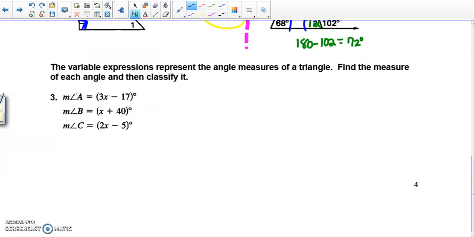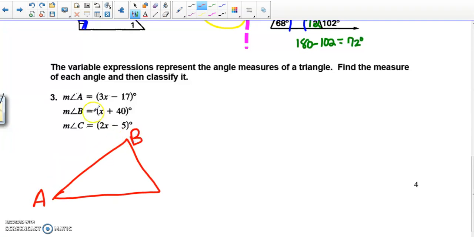Now what about this? The variable expressions represent the angle measures of a triangle. Find the measure of each angle and then classify it. So what we have here is a bunch of numbers. What we don't have is a picture. So I'm just going to draw a nice generic looking triangle. I have 3 angles, A, B, and C, so I'm going to mark those in as well.